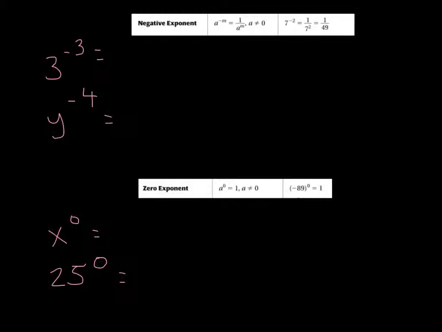So for the examples here, we have 3 to the negative 3rd power, so we get rid of our negative sign and put this entire thing underneath 1. So this would be 1 over 3 to the 3rd power, which again we can evaluate as 1 over 27. And this also works for variable terms here. If we have y to the negative 4th power, we get rid of the negative and put y to the 4th underneath 1.